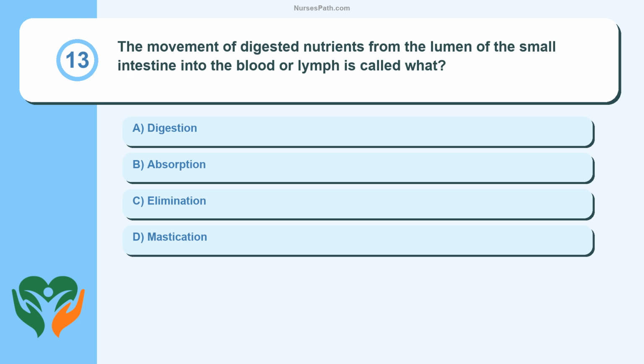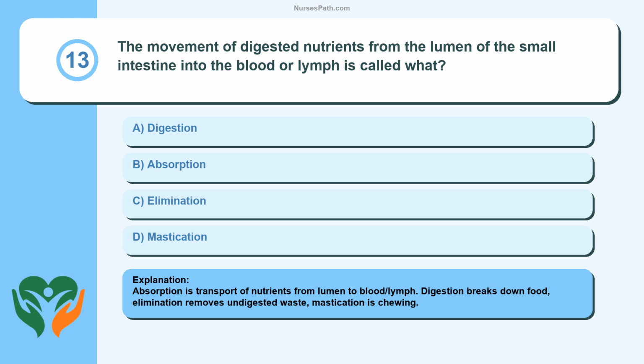Question 13. The movement of digested nutrients from the lumen of the small intestine into the blood or lymph is called what? Digestion, absorption, elimination, mastication. Absorption is transport of nutrients from lumen to blood/lymph. Digestion breaks down food, elimination removes undigested waste, mastication is chewing.